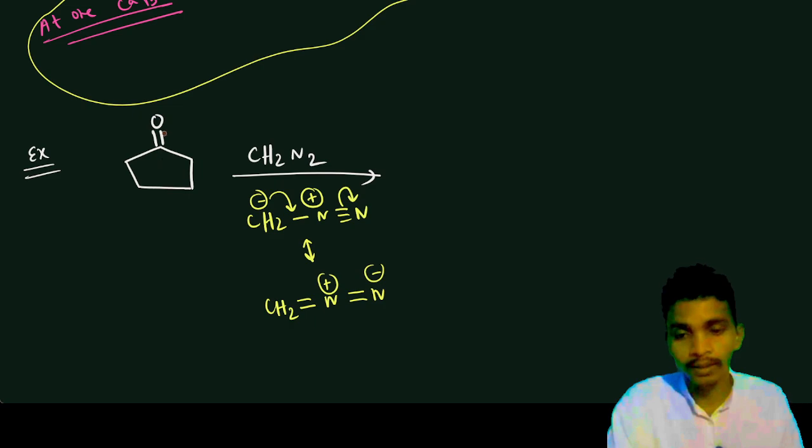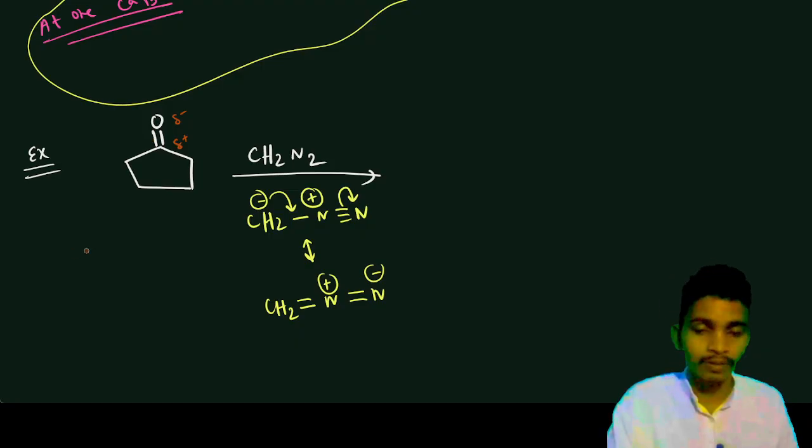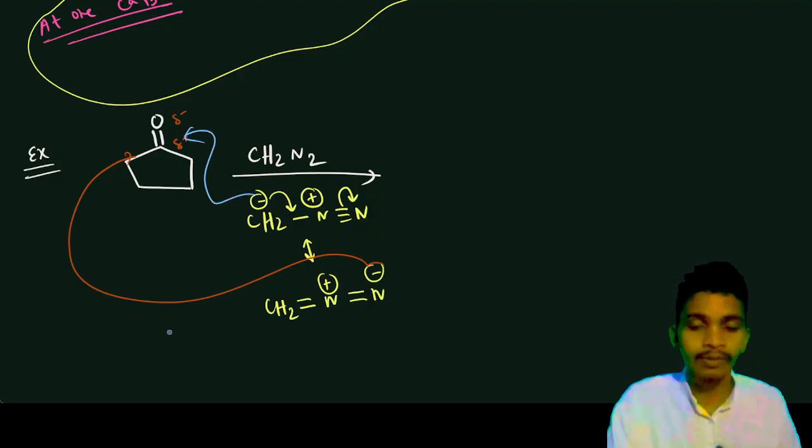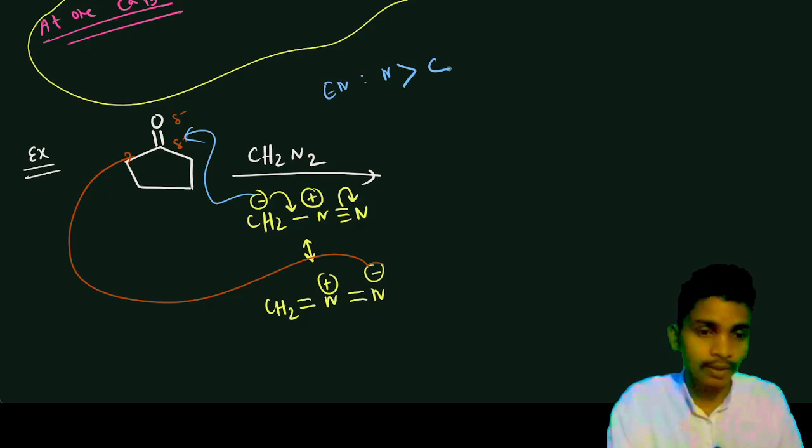This is the electrophilic center, this is delta plus and this is delta minus. So which will attack this electrophilic center? Either this negative charge on nitrogen will attack, or this negative charge on carbon will attack. Now we know that nitrogen is more electronegative than carbon.